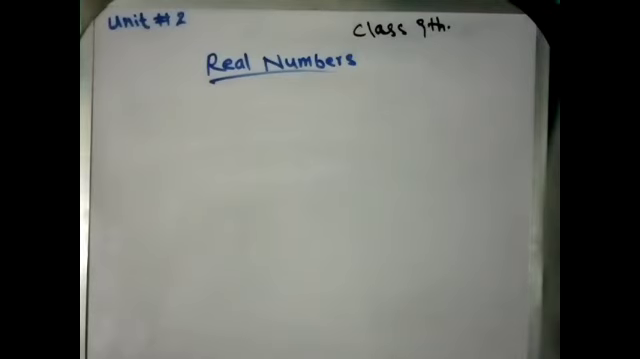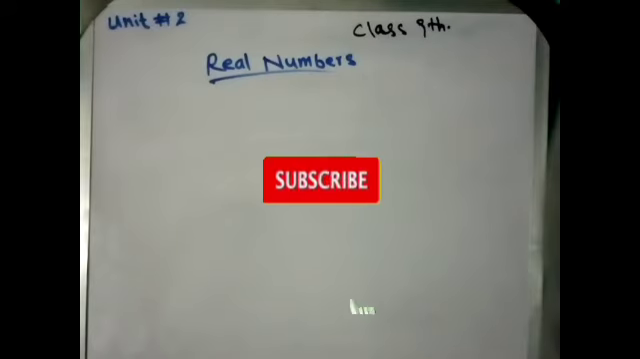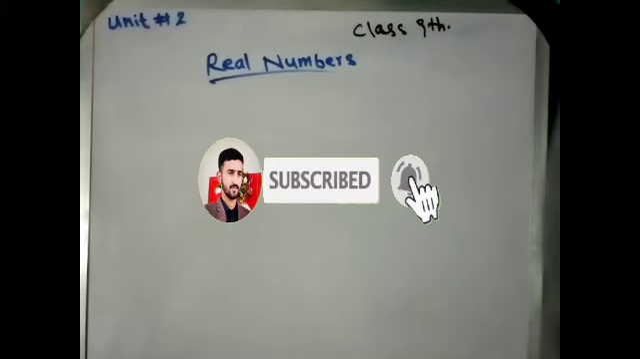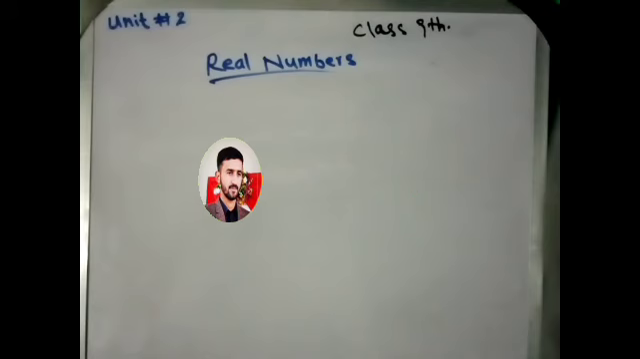In the name of Allah, the most beneficent, the most merciful. Class 9th, Unit number 2, Real and Complex Numbers. Today we will discuss real numbers. The definition of real numbers is: natural numbers, whole numbers, integers, rational and irrational numbers are all real numbers. In other words, the set of all real numbers is the union of the sets of rational and irrational numbers.